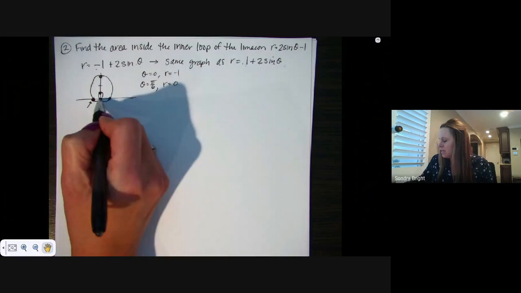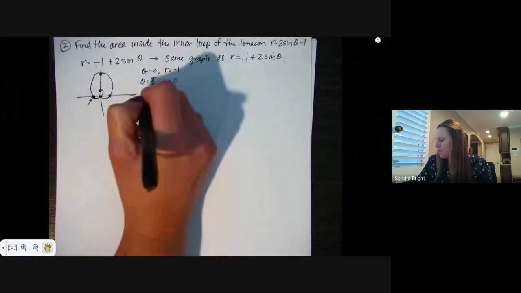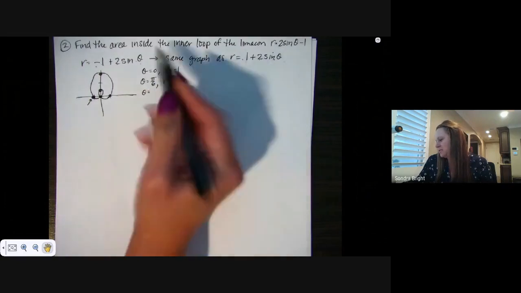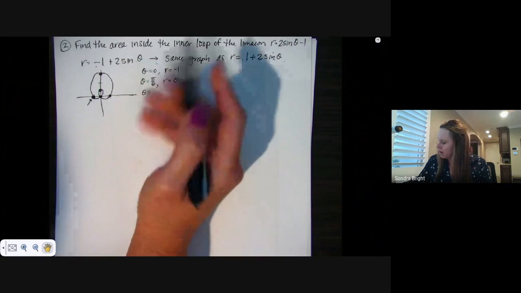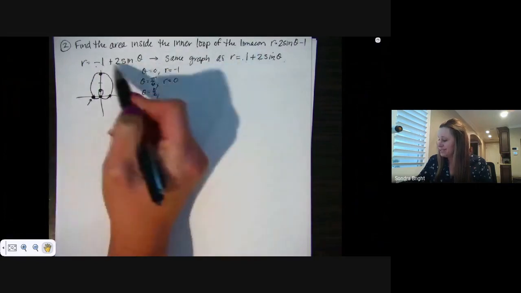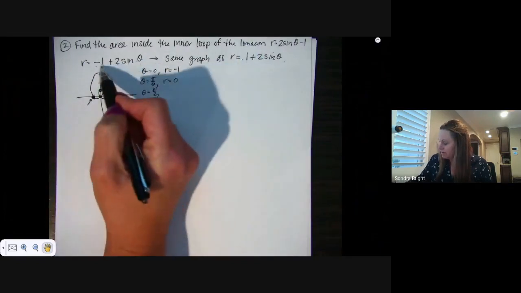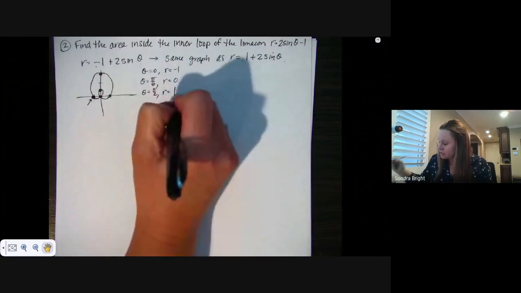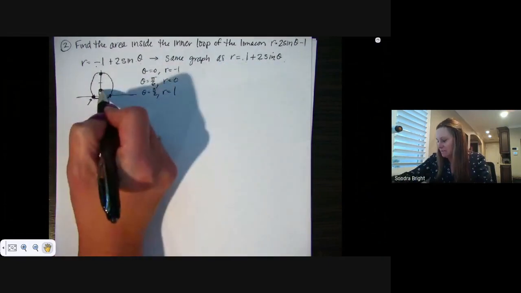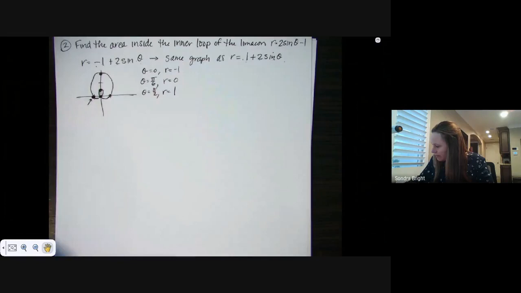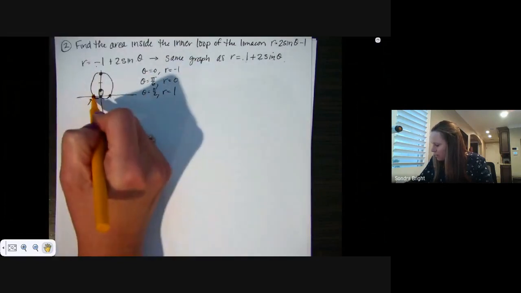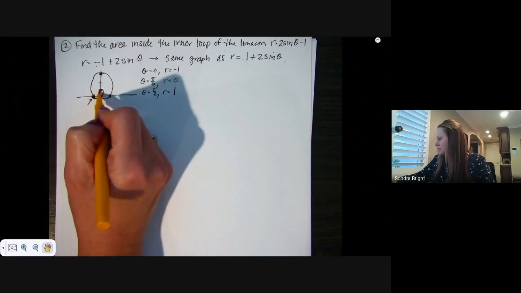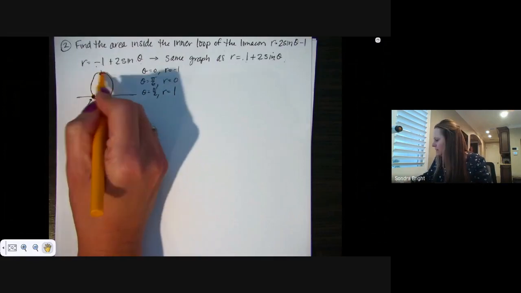And if you do pi over 4 and pi over 3, those are going to be decimal answers. What if I jump to pi over 2? All right, well, now I've got -1 plus 2, so your r is 1. So it goes like this. So this graph is actually generated starting right here, going around, and doing the loop-de-loop that way, and going all the way around. And let's confirm it on here.